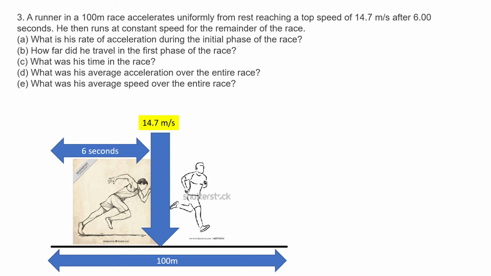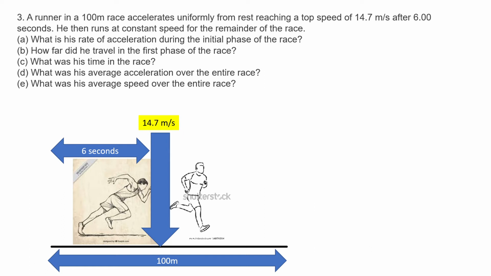And then he reaches a top speed of 14.7 meters per second. So after 6 seconds, he has reached a speed from 0 to 14.7 meters per second. So he would have traveled a certain distance. Now, obviously, there will be a distance remaining. So he will still have to travel at 14.7 meters per second for the remainder of the race, but you don't know how far he has left.